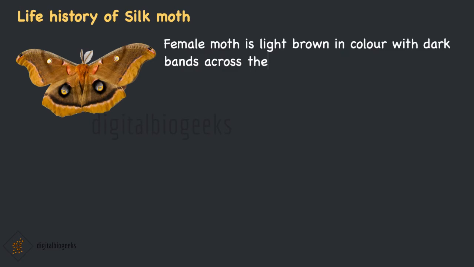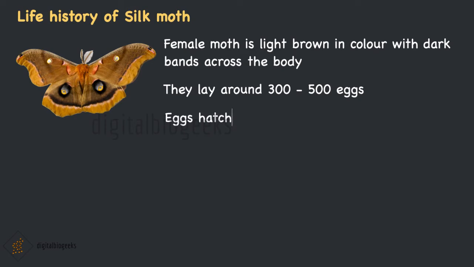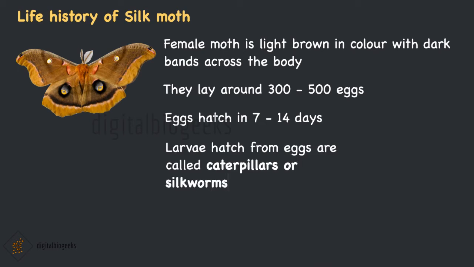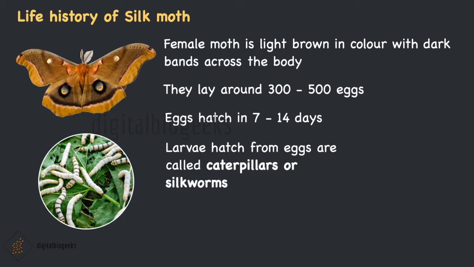The female silk moth is light brown with dark bands running across the body. The adult silk moth cannot fly and will die within days. During this short lifespan, they mate and the females lay around 300 to 500 eggs, which will hatch in 7 to 14 days. The larvae that hatch from eggs are called caterpillars or silkworms. These silkworms or larvae have a strong appetite. Their natural food is mulberry leaves.